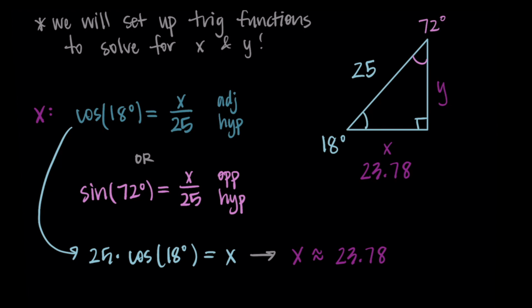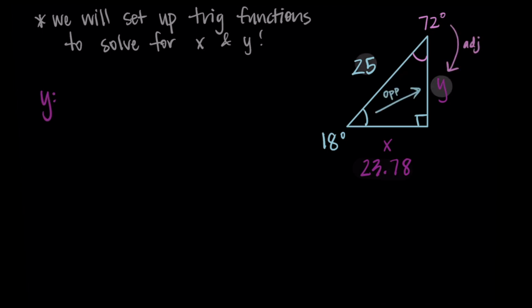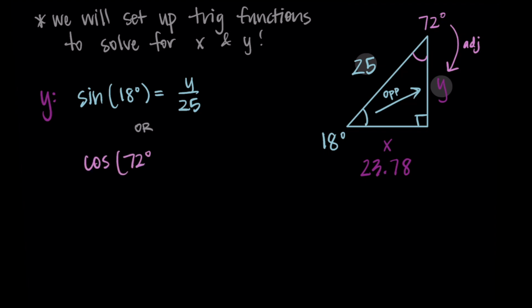Now I'm going to repeat this process for y. I'm seeing that y is opposite from 18 degrees, and so I'm going to set up that sine of 18 degrees equals y over 25. Alternatively, if you wanted to, you could start with the 72 degrees and do cosine of 72 is adjacent, y, over hypotenuse, 25. Again, I'm going to use the sine of 18 degrees because the 18 degrees is the angle I was given, and I'm confident that that one is accurate.